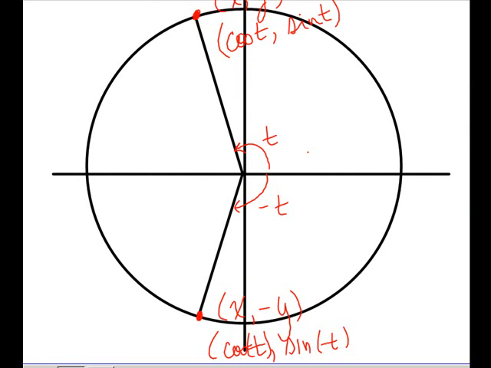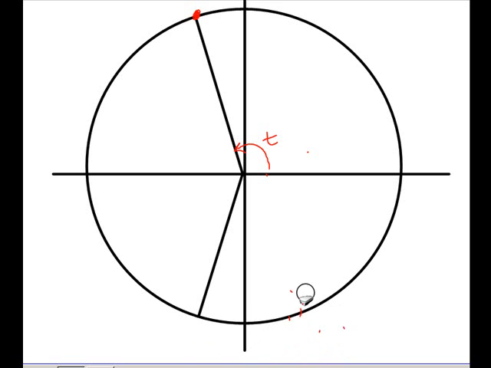All right, the other thing I want to take a look at real quickly is angle T and the angle T plus pi. Anytime you add pi, you're taking your point directly across the unit circle. Pi radians is 180 degrees. So if angle T is the angle that I've marked there, then the angle T plus pi is this angle.